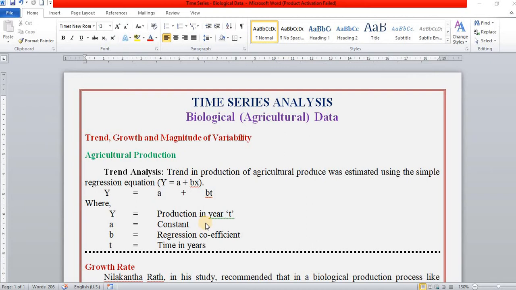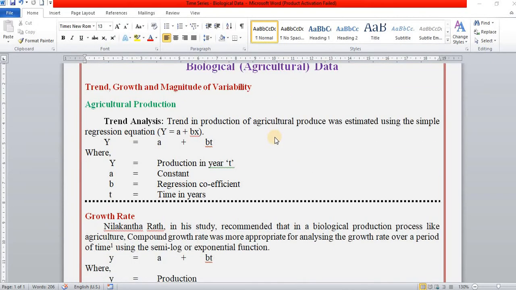In time series analysis, so far we have discussed the time series data other than biological data. Now let us move to biological data that may be agriculture or any other production activity, cattle farming, production area like that. In this analysis, we have to find out the trend, growth and magnitude of variability.